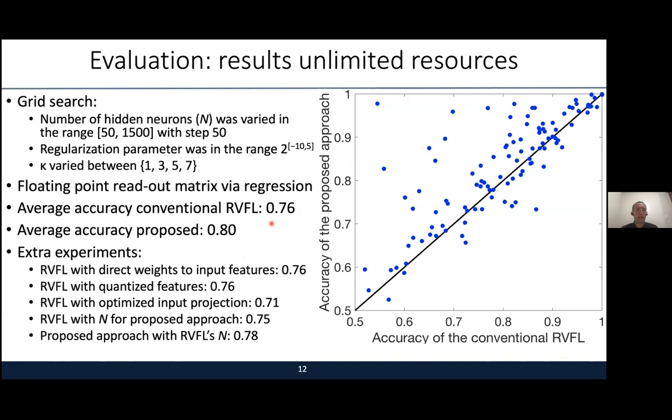And here we actually can see the numbers. So the average accuracy of the proposed approach was 0.8, and the average accuracy of the conventional RVFL was 0.76. And we also performed some extra experiments just to guarantee that indeed, if we play around with different modifications of the settings of the experiment, we get the same results.